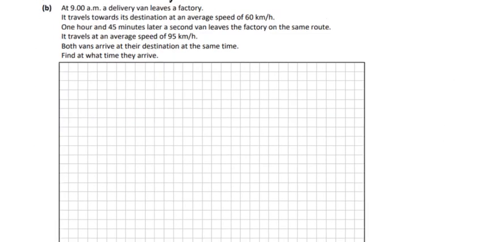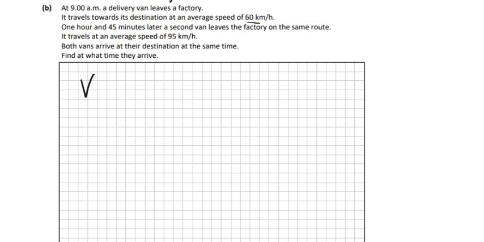Right, so for part B then, a van leaves at 9 o'clock and it travels at 60 kilometers an hour, and then an hour and 45 minutes later another van takes off, but that van is traveling faster. So you imagine a van leaves somewhere and then another van leaves after, but that van is traveling faster. Well, the van that's traveling faster is going to catch up on it. They both arrive at the same time, so it's just that van A takes a lot longer.